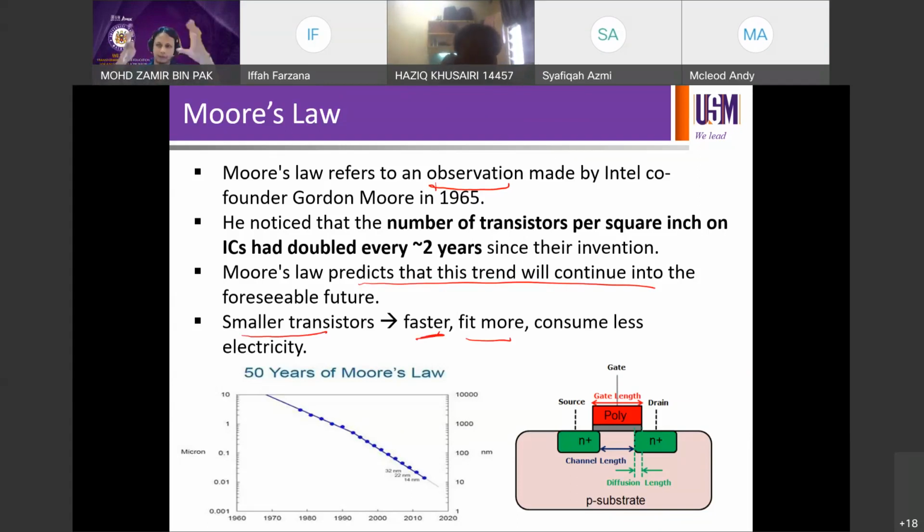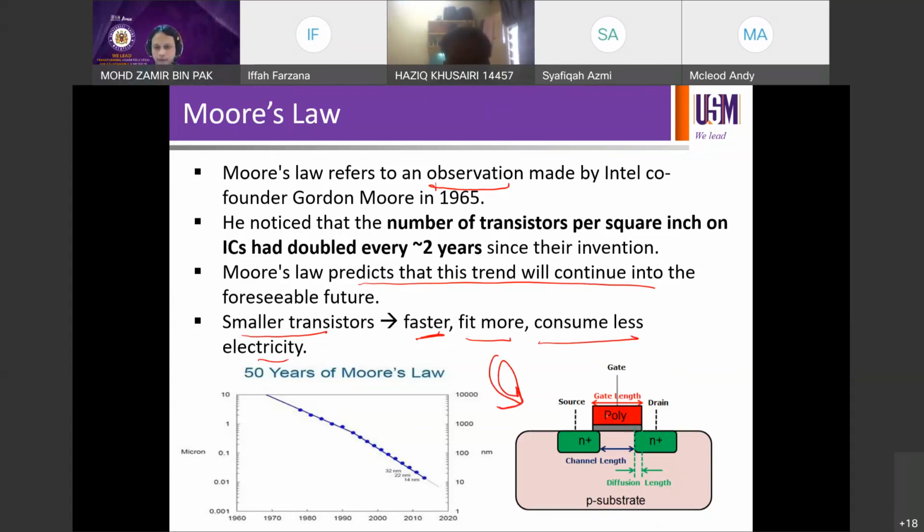So that means for the same area of wafer, 8 inch or 12 or 18, certainly you can pack more and more transistors onto the same area. And it will consume less electricity as well, right? So this is pretty much what we discussed all this while, including in the previous course.